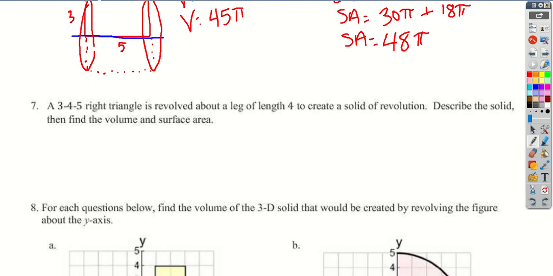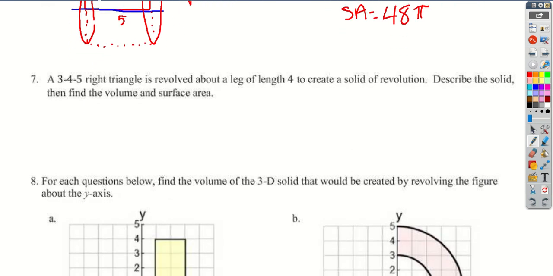All right. So a 3, 4, 5 right triangle is revolved along the leg of 4. So if we take a 3, 4, 5 right triangle, our axis is essentially this line right there. And we're going to reflect it over to the other side. And we're going to trace the path, and we're going to get ourselves a cone.